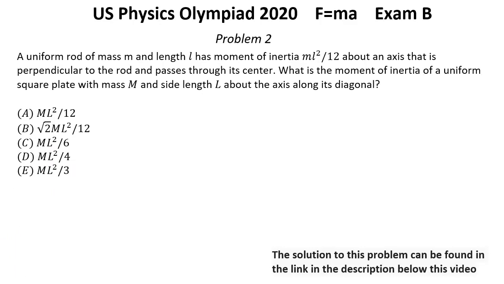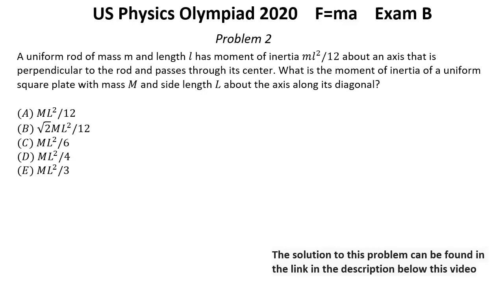Problem number 2. A uniform rod of mass m and length L has moment of inertia mL squared over 12 about an axis that is perpendicular to the rod and passes through its center. What is the moment of inertia of a uniform square plate with mass m and side length L about the axis along its diagonal? Solution for problem number 2.